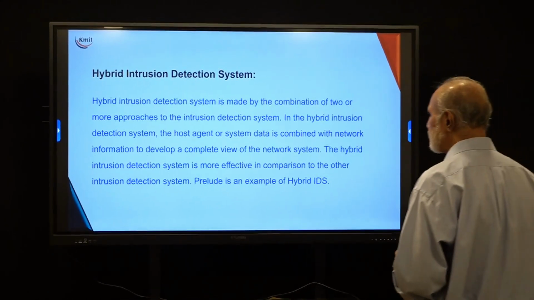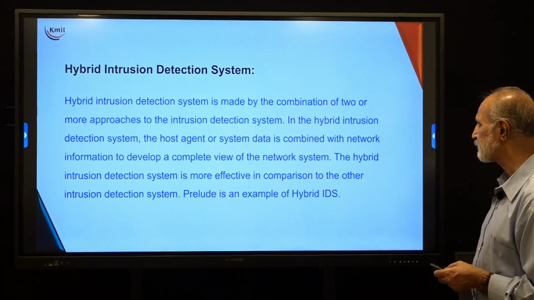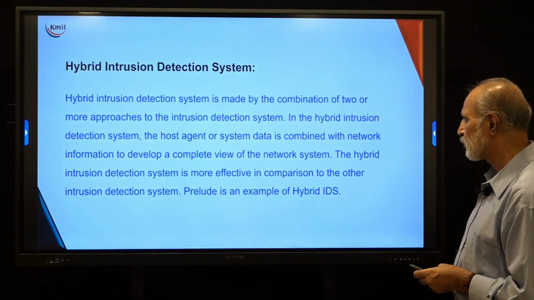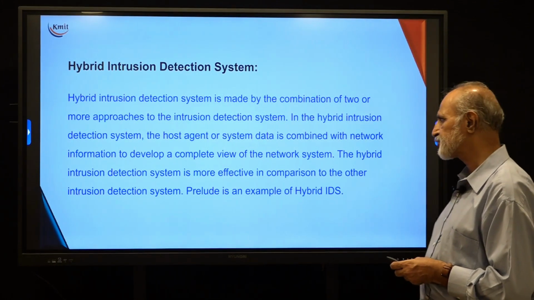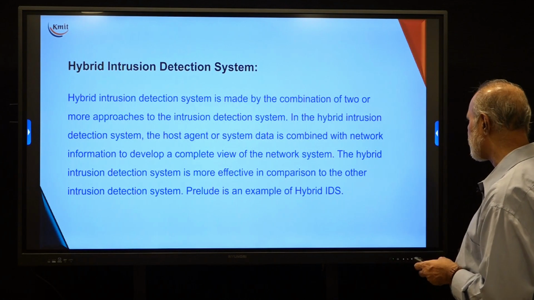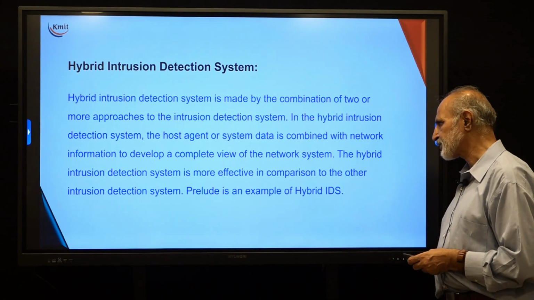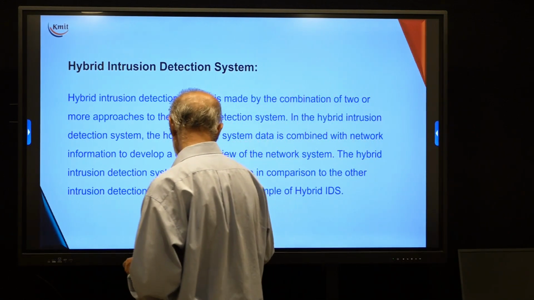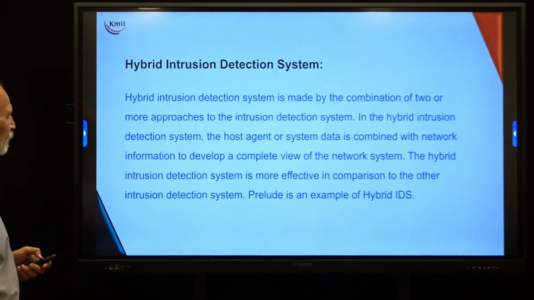Then we have the hybrid intrusion detection system. It is made by the combination of two or more approaches, and in the hybrid, the host agent or system data is combined with the network information to develop a complete view of the network. Hybrid intrusion detection system is more effective in comparison to others. Prelude is an example of a hybrid system. So many people are using a hybrid too.